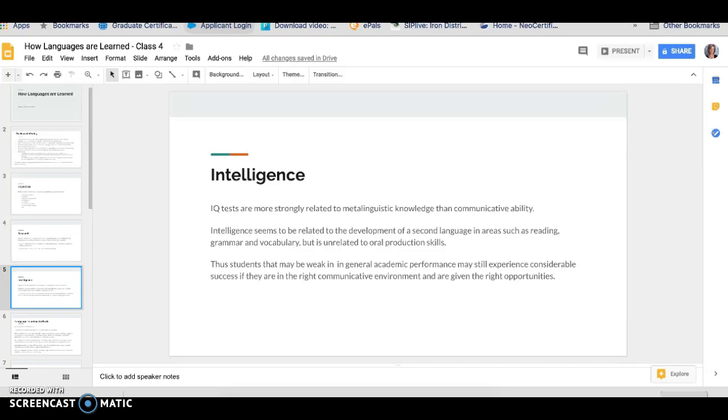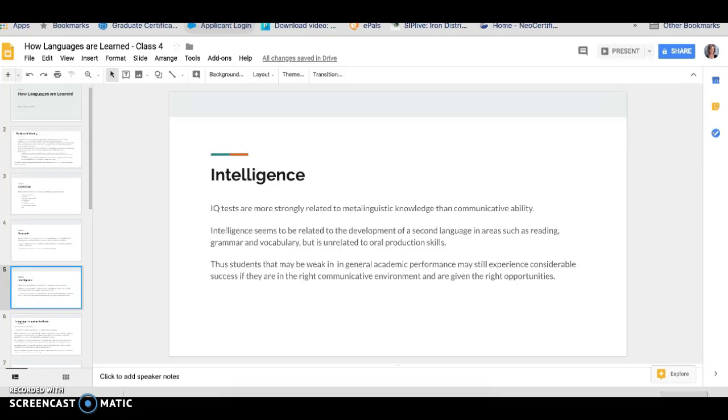ability. And it seems on those tests that intelligence seems to be related to the development of a second language in areas like reading, grammar, and vocabulary, but there is no relation in oral production or the ability to speak well or speak better than someone else. So the conclusions here, I guess, as we talk about intelligence, is that students may be weak in general academic performance, and they can still show evidence of success in a second language acquisition if they are in the right communicative environment and given the right opportunities from a teacher.